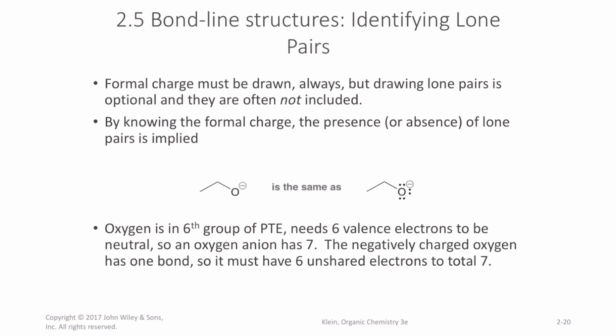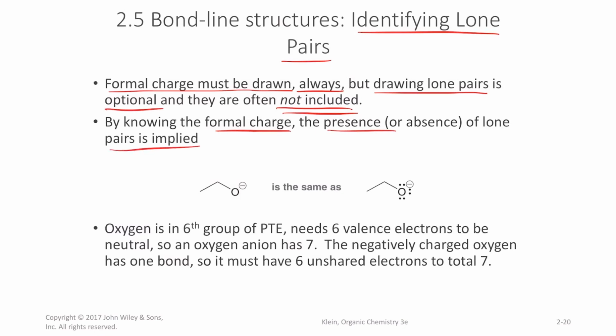Next, let's look at how to identify lone pairs. Whenever you identify lone pairs, the first thing is that formal charge must always be drawn, but drawing the lone pairs is optional because they are often not included. So whenever you see a molecule, generally the lone pairs are not represented. How do you know whether there is a lone pair or not? By knowing the formal charge, the presence or absence of lone pairs can be implied. One example is to look at oxygen. If oxygen has a negative charge, it means that it has more than the valency.